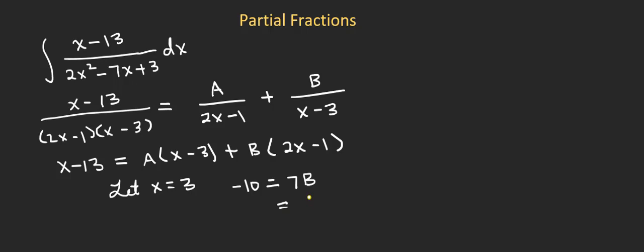So b is, I'm sorry, it should be 5b. So b is negative 2. Now we've got to find what a is. We found b. So we're going to let x equal, how do you make that equal to 0?